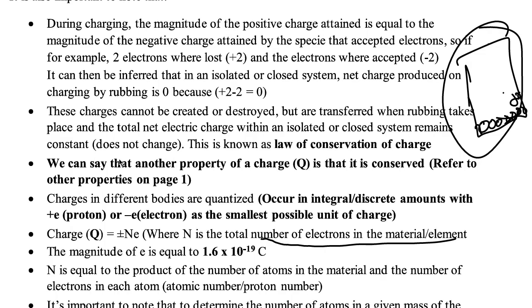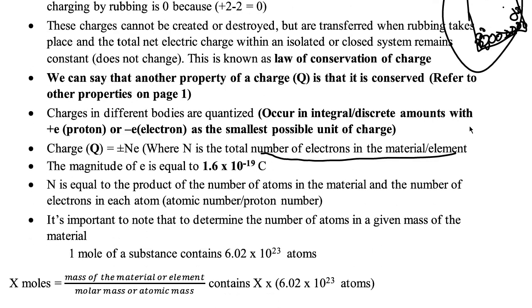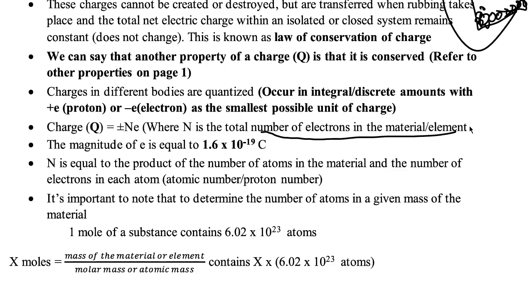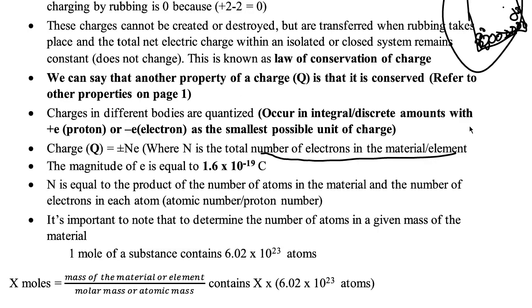Remember I was talking about discrete amounts. So each atom here has electrons on it. So you first of all determine the number of atoms that are present in the given mass of material, and then you get the N and then multiply by e, because each of those will possess what? A charge of e, which is 1.6 times 10 raised to power negative 19. Are you following? So N is equal to the product of the number of atoms. You first of all determine the number of atoms in the given mass, we'll take a question now, and then the number of electrons in each atom.